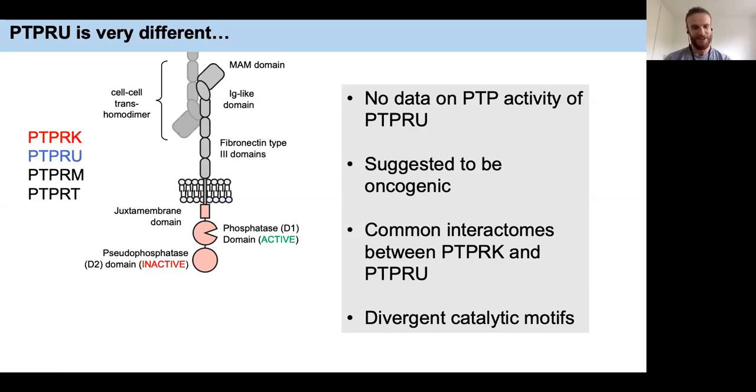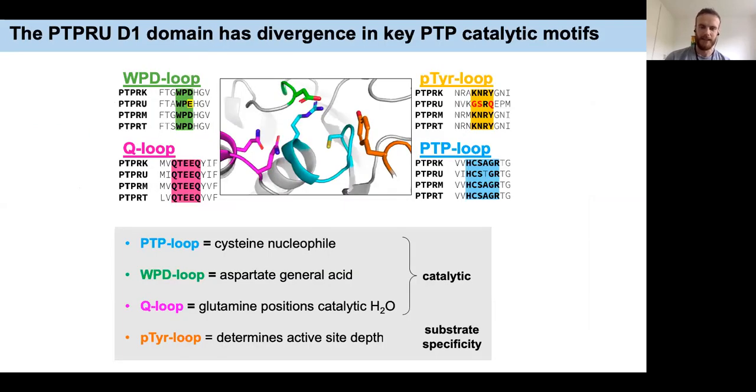And one really important thing I forgot to mention right at the start is that this extracellular domain interaction is linked to intracellular signaling by tandem tyrosine phosphatase domains, where the D1 phosphatase domain is often thought to be an active tyrosine phosphatase, and then often the second phosphatase domain, the D2 domain, is an inactive pseudophosphatase. So the catalytic mechanism of tyrosine phosphatases is very well characterized. We know it's down to 4 key highly conserved amino acid motifs.